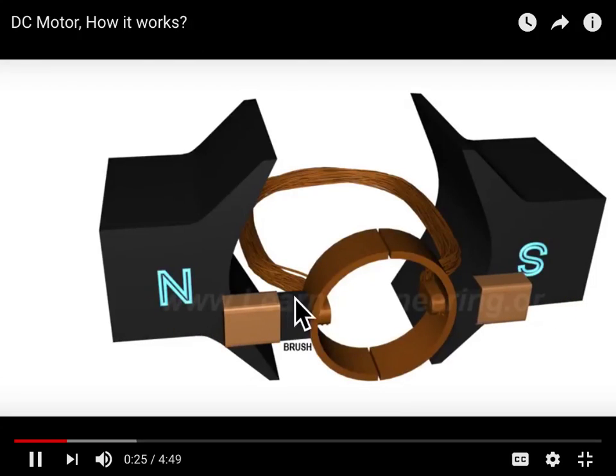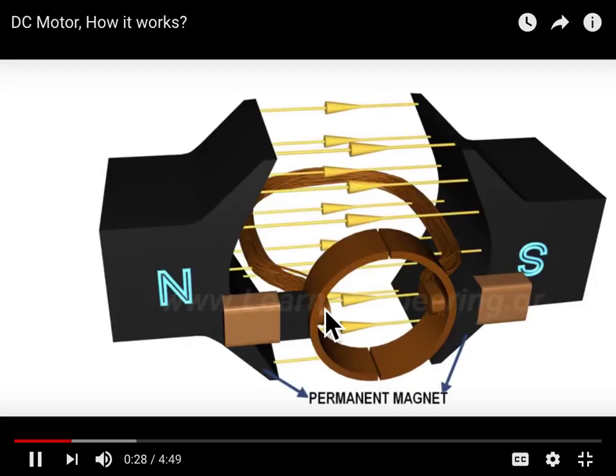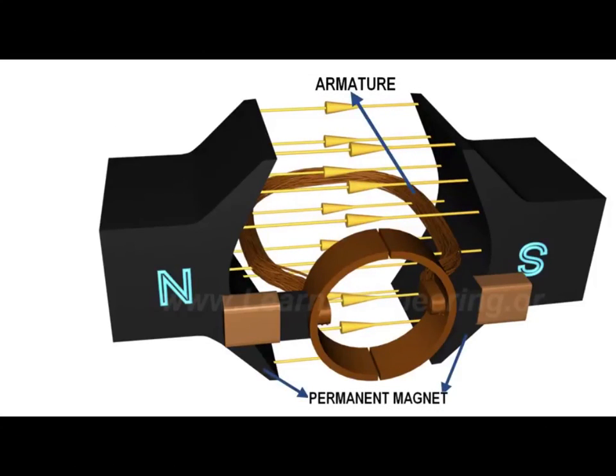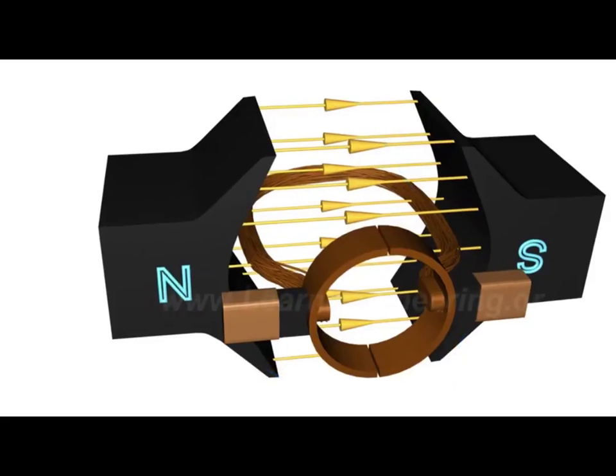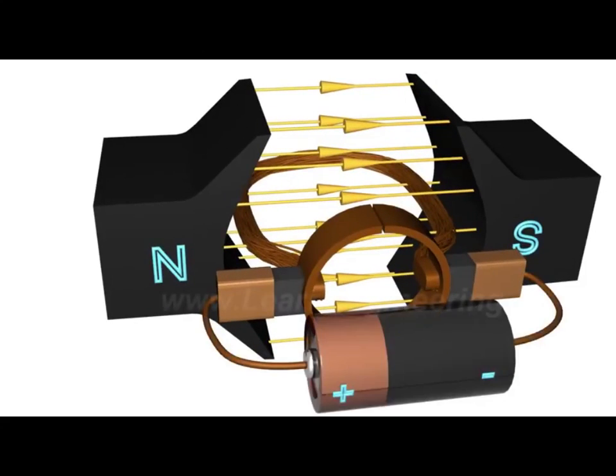So there are your stator, which provides a constant magnetic field, brushes, commutators, and the armature, which is the rotating part, is a simple coil. The armature is connected to a DC power source through a pair of commutator rings.